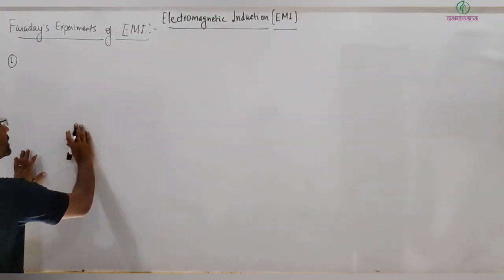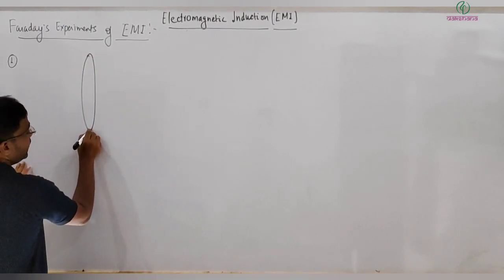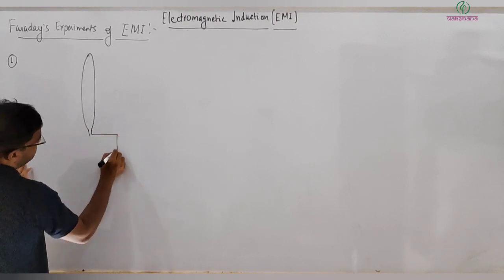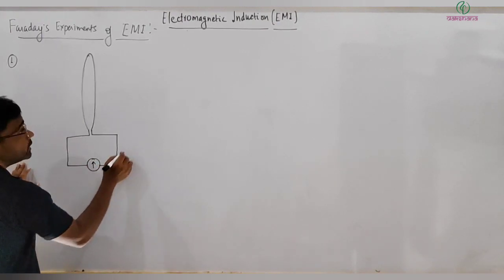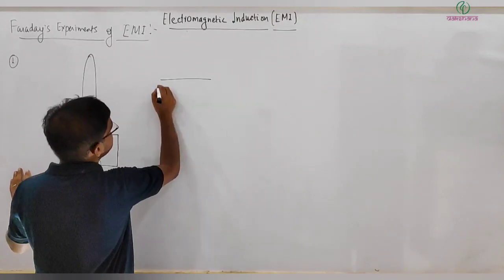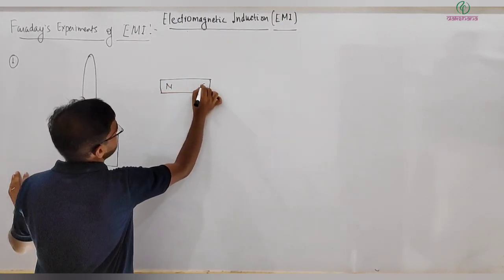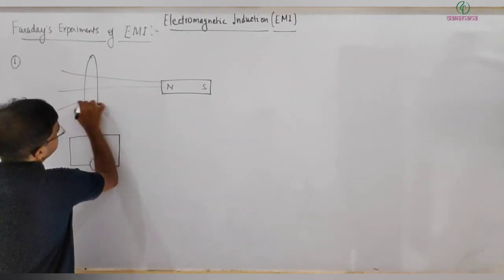So what was that? He made some simple setups like this. He took one coil and connected one galvanometer to this coil like this, and took one bar magnet. So this is, let's say, the bar magnet with north and south pole, and then what he did, actually, he moved the bar magnet.